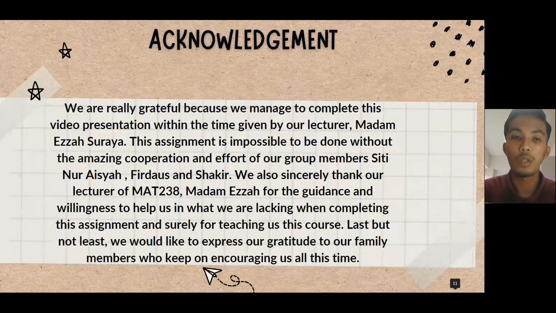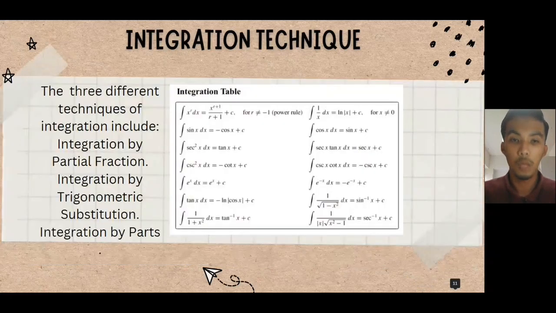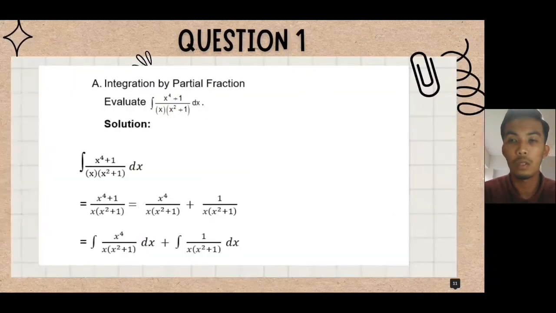This diagram shows the integration table. The three different techniques of integration include integration by partial fraction, integration by trigonometric substitution, and integration by parts. So this is question 1. Let's see question 1. Question 1 is integration by partial fraction.